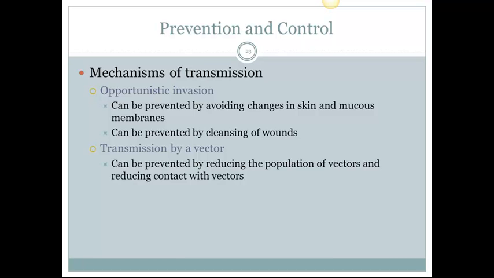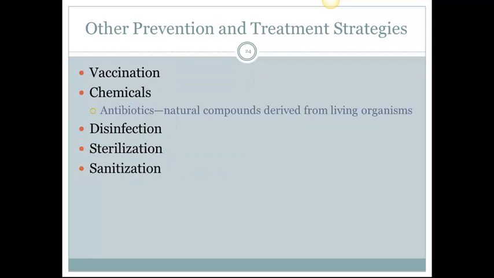Mechanisms of transmission. Opportunistic invasions, which change the body's environment, can be prevented by avoiding changes in the skin or mucosal membranes, and by cleansing of wounds. Transmission by vectors can be prevented by reducing the population of vectors or reducing contact with vectors. This might be wearing long sleeves or wearing repellent, those sorts of things.